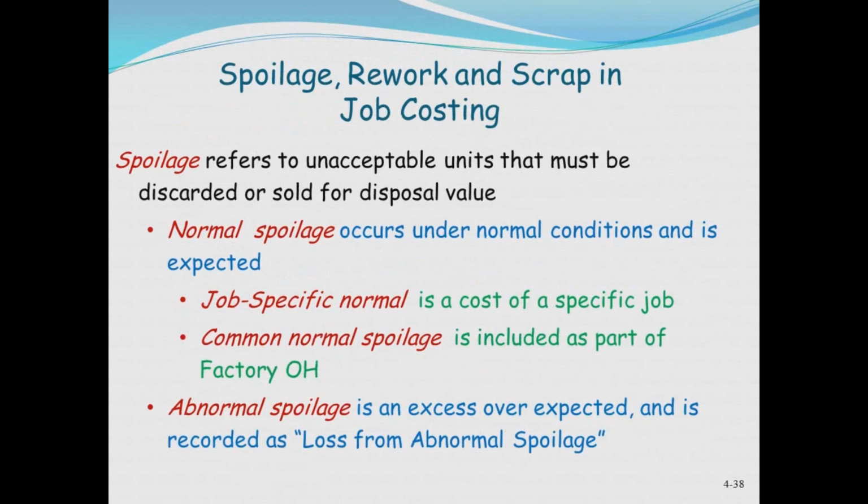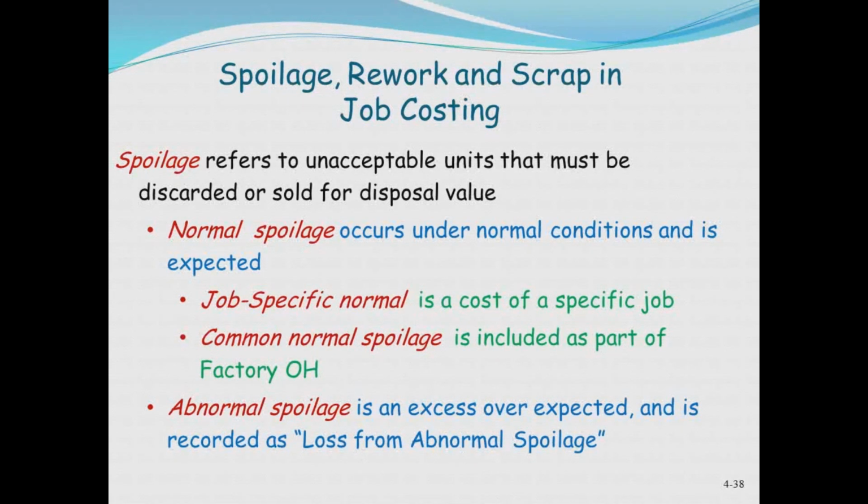Okay, spoilage, rework, and scrap, which I'll just briefly discuss. Spoilage refers to units that must be discarded or sold for disposal value because they just aren't up to your standard. And spoilage can be broken down into normal spoilage and abnormal spoilage. You expect spoilage. If you're building a couch and you're getting all these 2x4s, you're getting 8-foot long 2x4, you only need 7.5 feet. That other half a foot is spoilage. If it can't be used as another part, it could be just sold for sawdust or whatever it's going to be sold for.